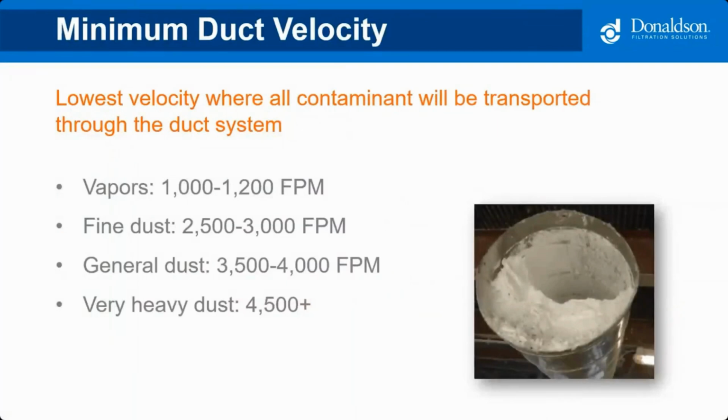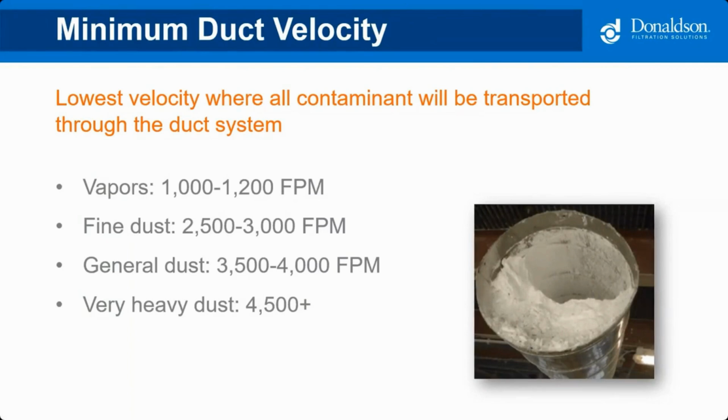Minimum duct velocity is the lowest velocity where all contaminant will be transported through the duct system. Typically, we size the ductwork to maintain minimum velocities between 2,500 to 5,000 feet per minute in the ductwork. If the dust is combustible, NFPA requires a minimum conveying velocity of about 4,000 to 4,500 feet per minute, depending on the material being collected.